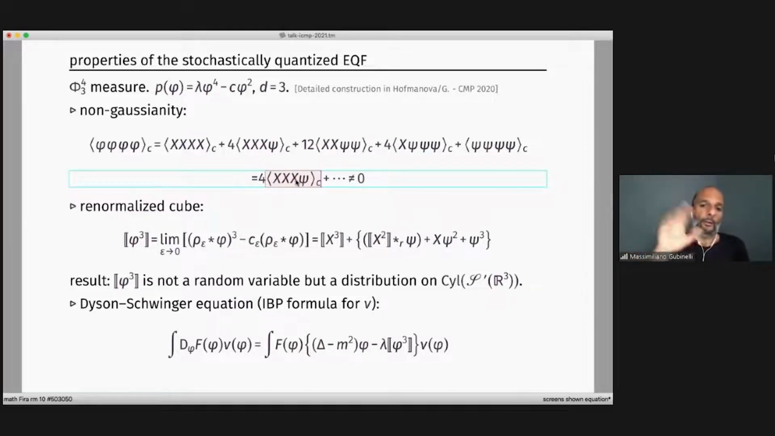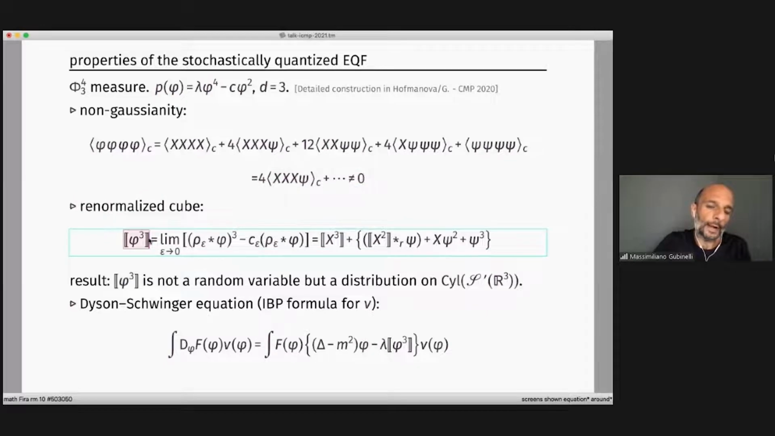You have estimates which allow you to ignore all the higher order perturbative contributions, and then you prove that it's non-zero in this way. And more importantly, for example, you can analyze very easily, though this takes a page or two, it is not very complicated, the renormalized cube.